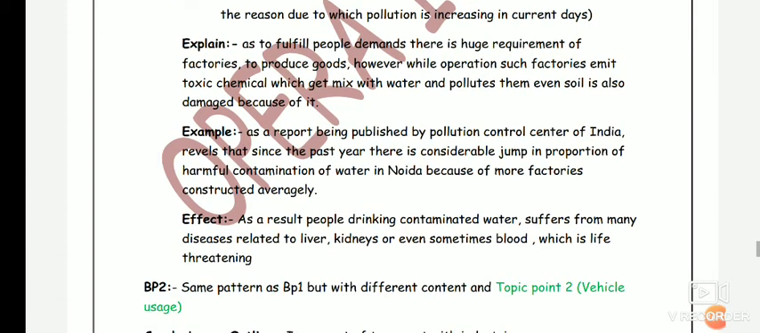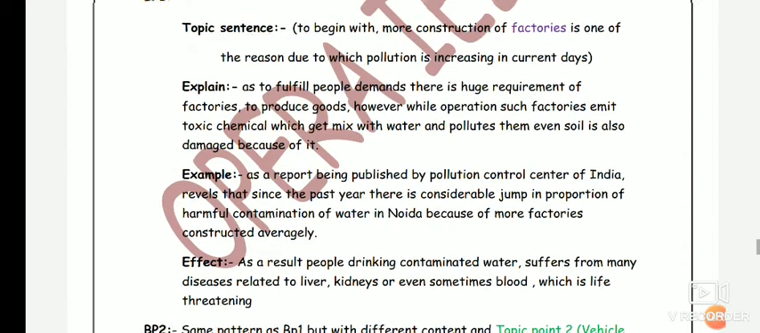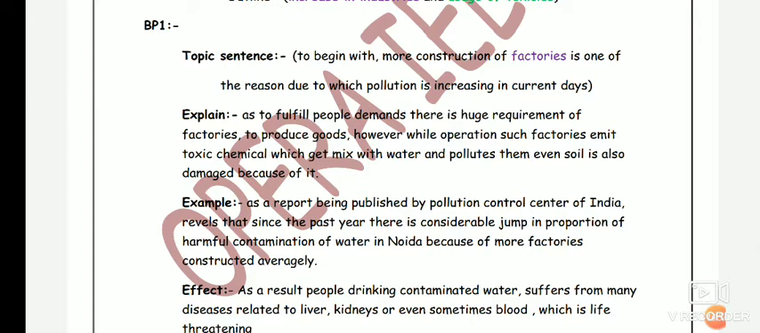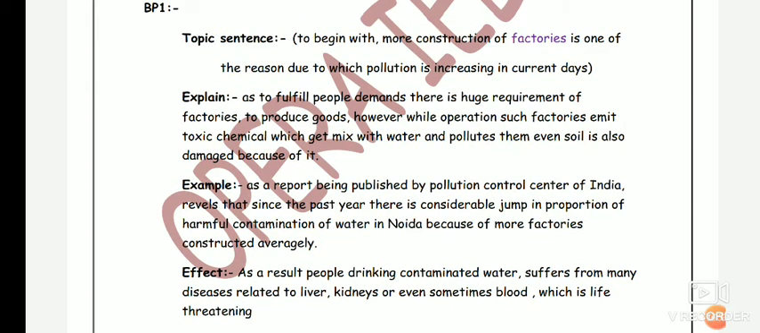Okay, then in the end I told you about the effect. So here is the effect. The effect is, as a result, people drinking contaminated water suffer from many diseases related to the liver, kidney, or even sometimes blood, which is life threatening. So it is a proper BP. You can just imagine this is all the same thing which I told you in the pattern. I have done this same thing in our BP.